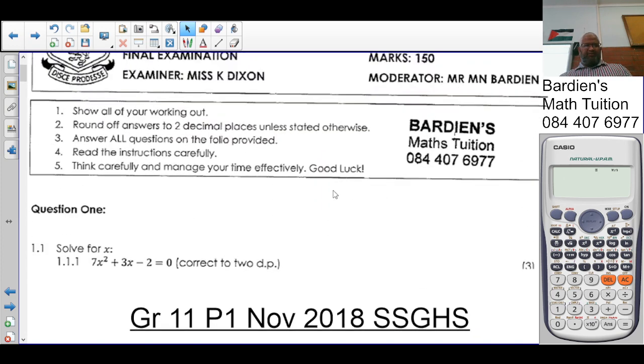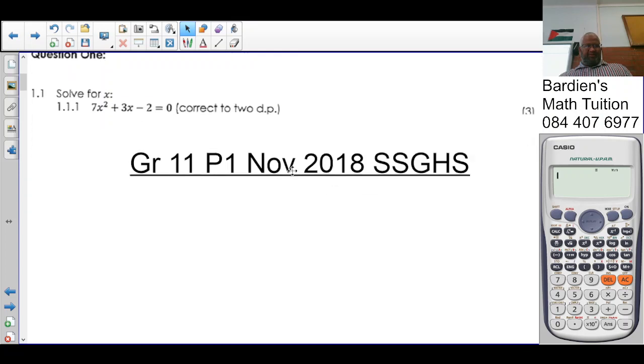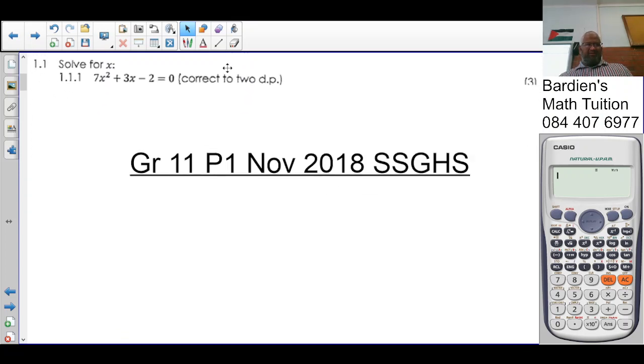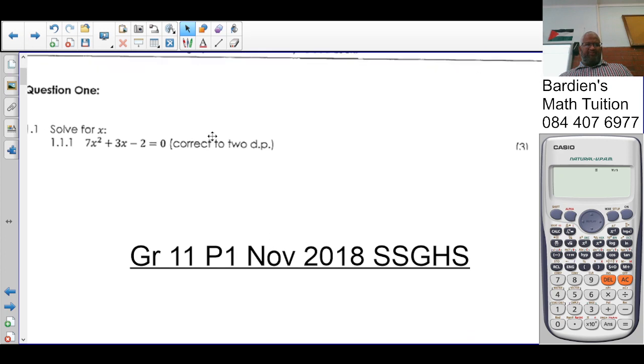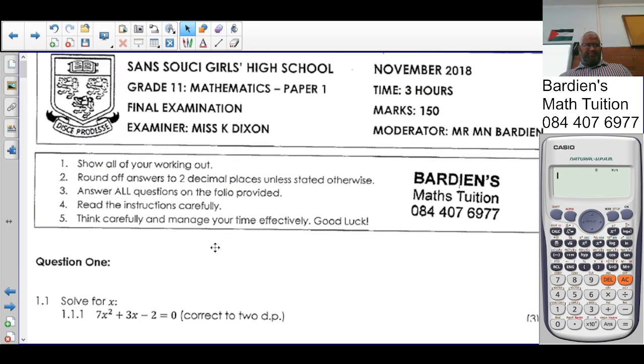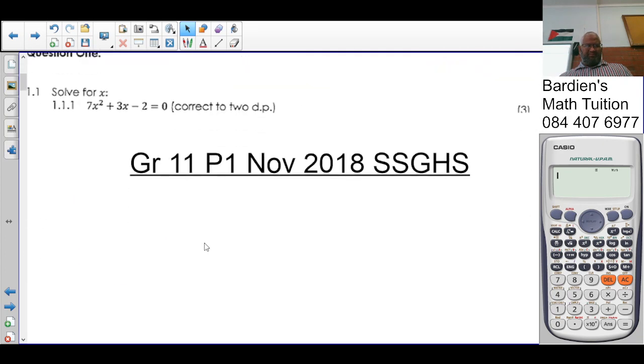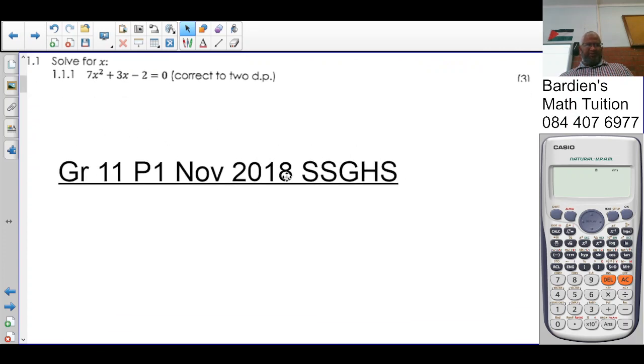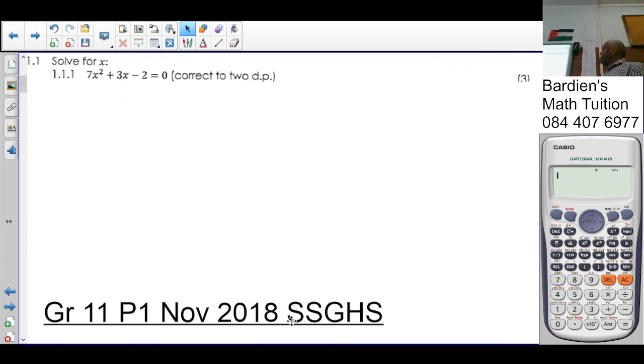Alright, so let's go with the first question. So the first question we are told, question 1.1.1, x corrected to 2 decimal places. So if it says to 2 decimal places, I know we're going to use the quadratic formula. Okay. So the quadratic formula is x is equal to minus b plus minus the square root of b squared minus 4ac over 2a.